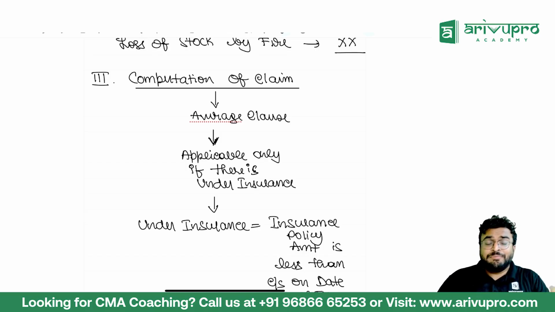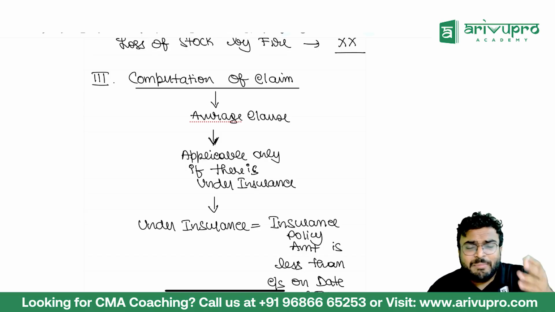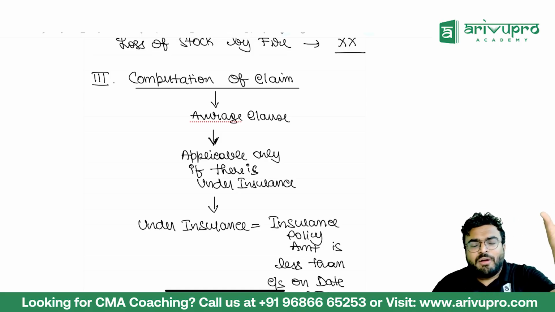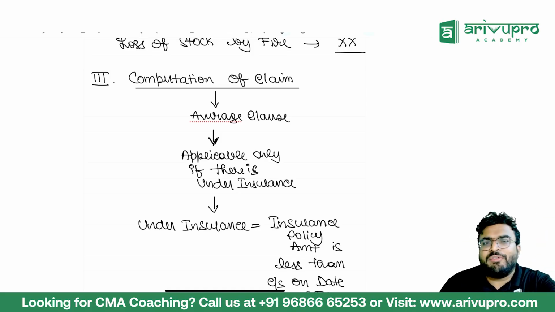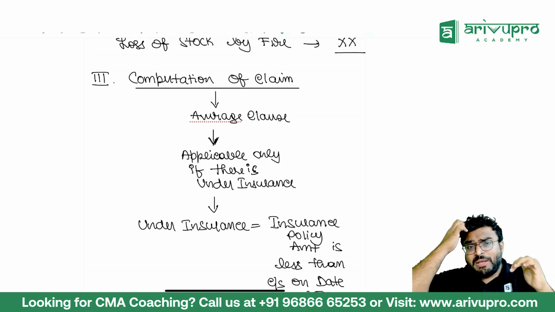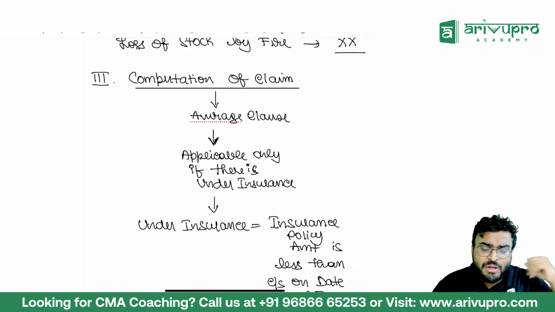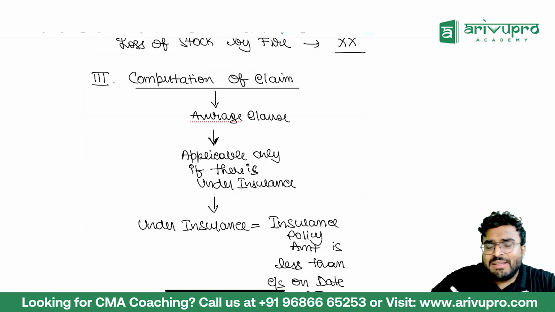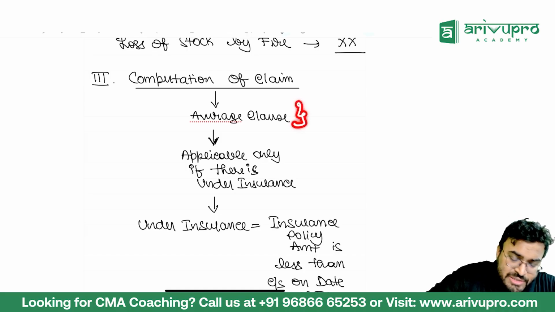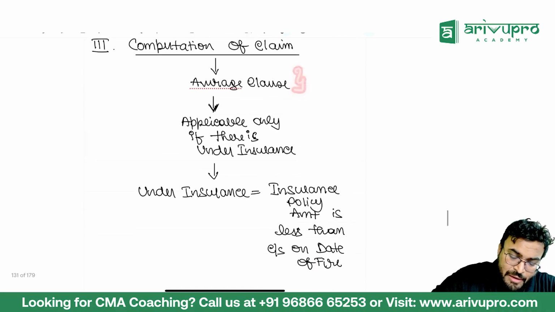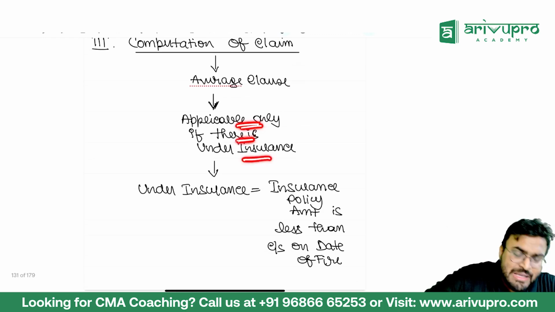Why don't they like it? Because for them it is a loss. You have goods of 1 crore, but you have taken a policy of only 60 lakhs. That means you are paying less premium. If you had taken a policy for the entire amount, you would have paid more premium. So insurance companies don't like underinsurance, and therefore they have put the average clause. It is applicable only if there is underinsurance.